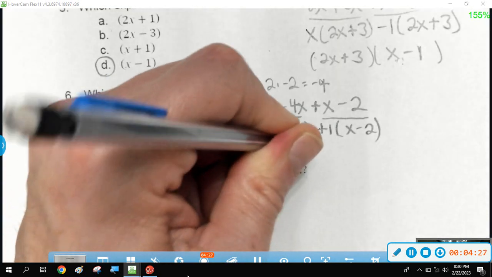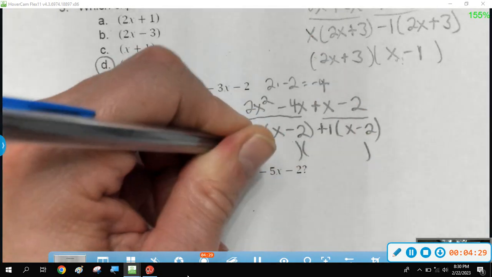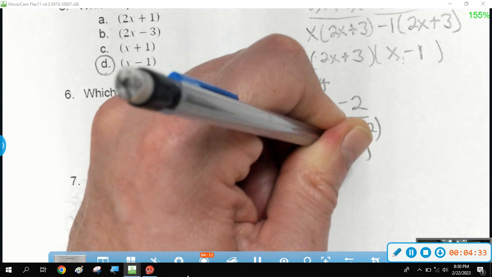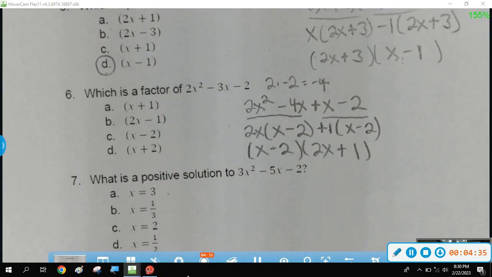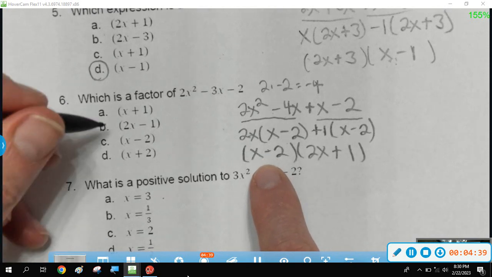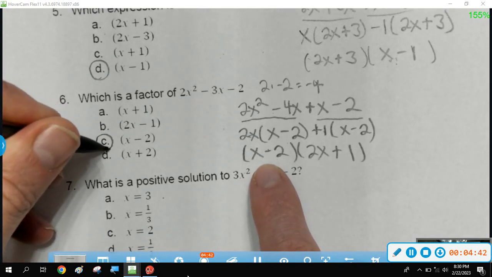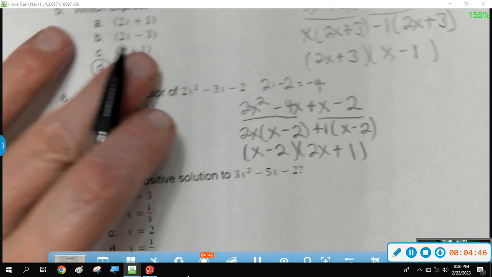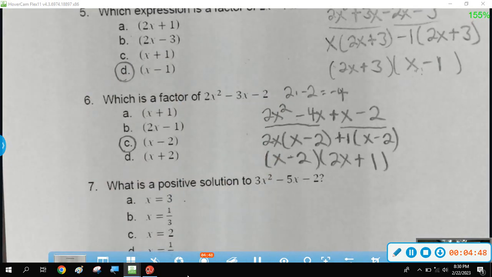Now we can go and finish it. The first parentheses is x minus 2. The second one is 2x plus 1, which comes from the outside here. x minus 2, is that one of my factors? Yes, it is. That's the answer. Just double check and make sure the other one's not there. 2x plus 1 is not. So that's my answer there. All right.